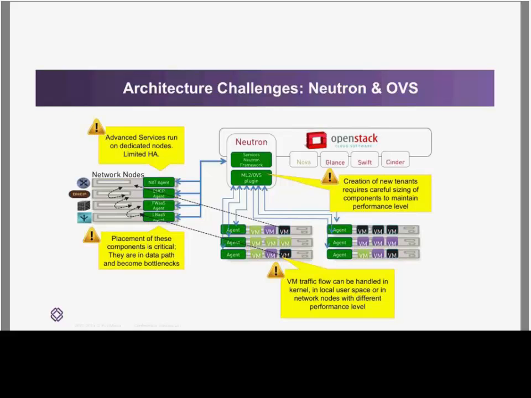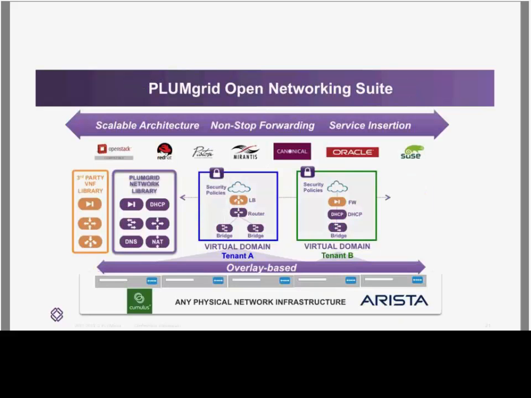And again, to be crystal clear, what we do is we have a Neutron plugin. So we fit exactly with this model that I've been describing so far. We fit within an OpenStack implementation, and we augment the functionality that is available with Neutron from the get-go. So this is a very quick slide on what PLUMgrid Open Networking Suite is all about.